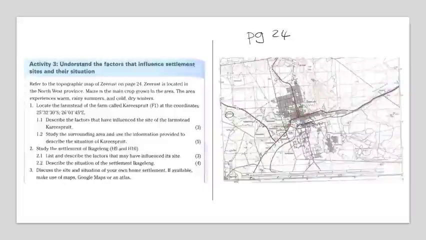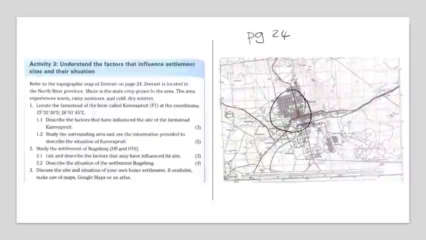Describe the factors that have influenced the site of this farmstead. Look around at what it has. Look at the contour lines. Look at the river patterns. Look at all those items. Study the surrounding areas and use the information provided to describe the situation of Kariespruit. Kariespruit is also very close to Zeerust. So maybe it's close enough for shops.